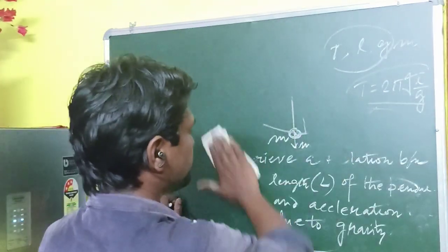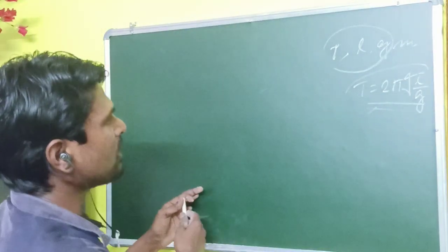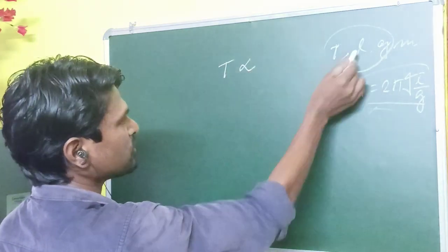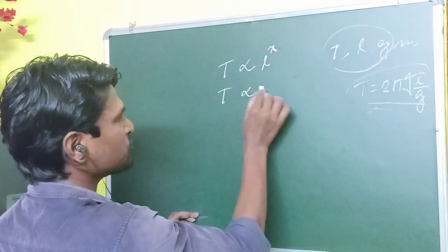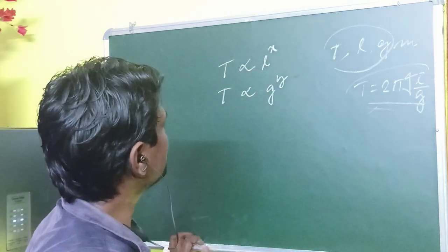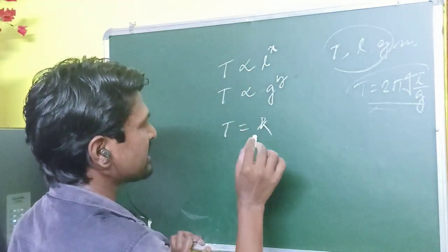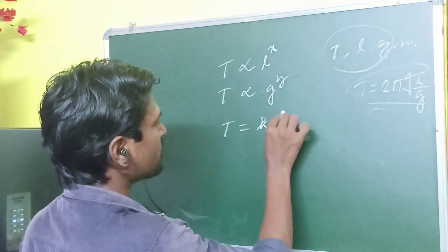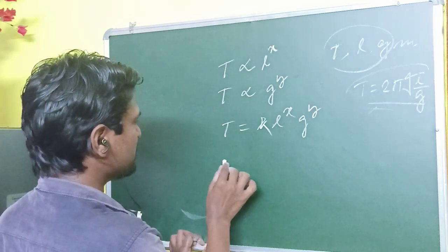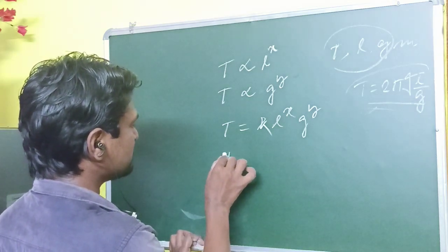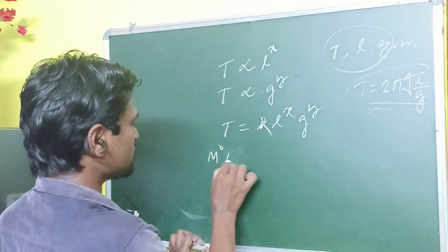So let's start the different steps. Step number 1, you have to take the relationship T is proportional to L to the power of x, and T is proportional to g to the power of y. And this equals a proportionality constant k, L to the power of x and g to the power of y. T is the time period, so the dimension of the left hand side is T, and here M equals 0 and L is also 0.